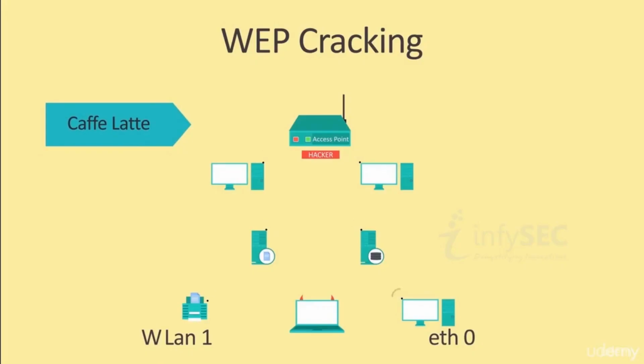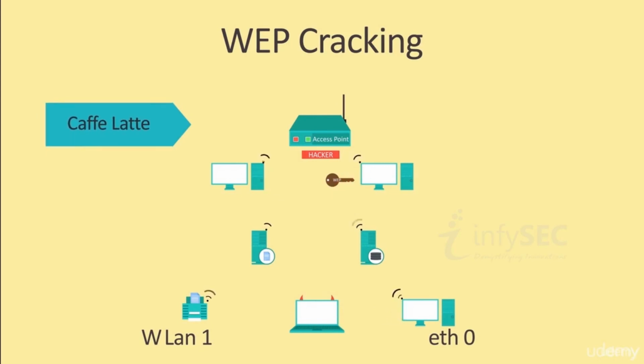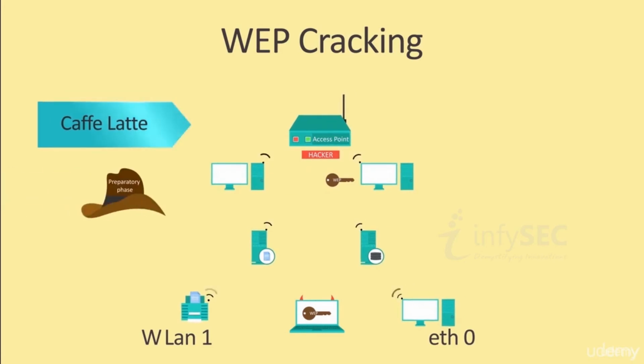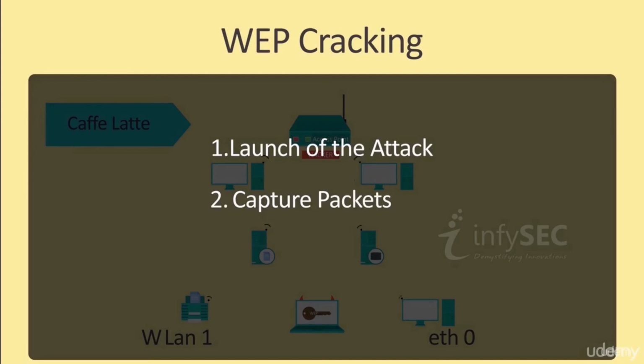Caffe Latte. This attack allows obtaining a WEP key from a client system by capturing an ARP packet, manipulating it, and sending it back to the client, which subsequently generates packets that are captured and cracked to determine the WEP key using aircrack-ng. Having landed upon this WEP-enabled network in the preparatory phase, a Caffe Latte attack can be done in 3 steps. 1. Launch the attack. 2. Capture packets. 3. Crack the key.